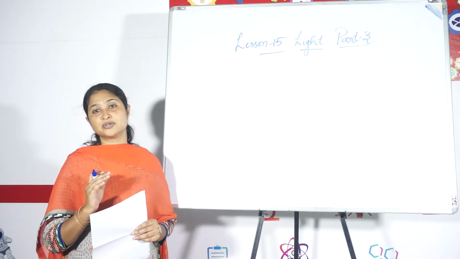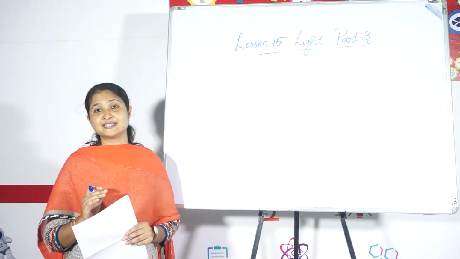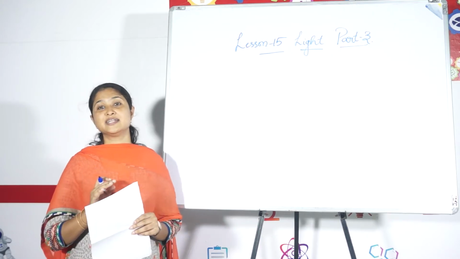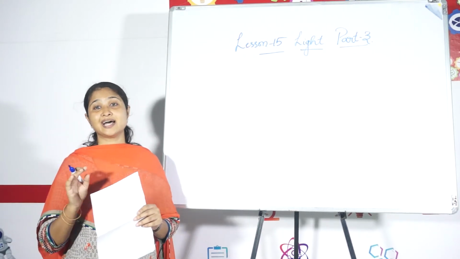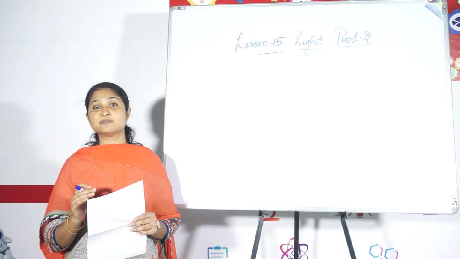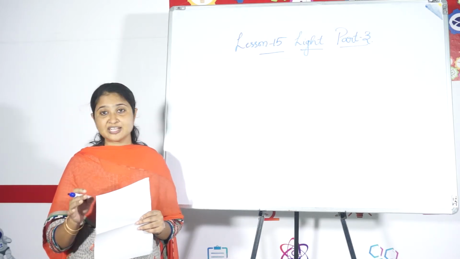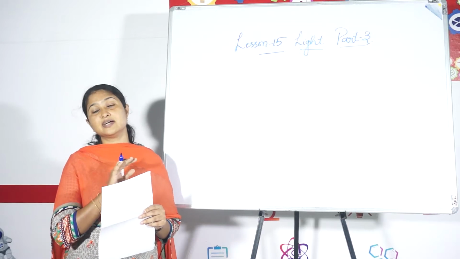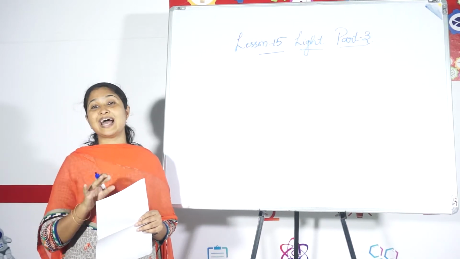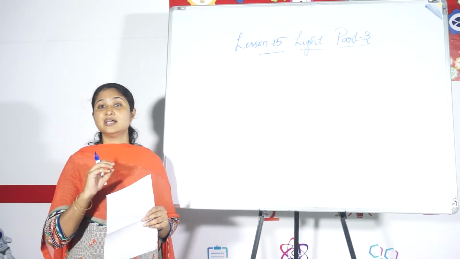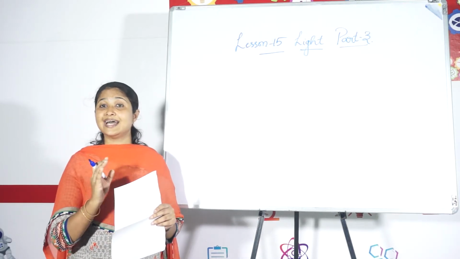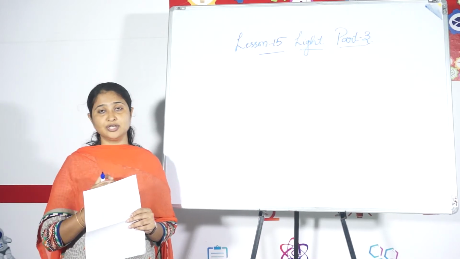So we were doing our 15th lesson, light. We have already completed 2 videos. Now we are in our third part and the last part of this lesson, light. In the first part we studied about reflection. A plain mirror or a polished surface will act as a mirror. It will reflect the light, that is, it will change the direction of light falling on it.